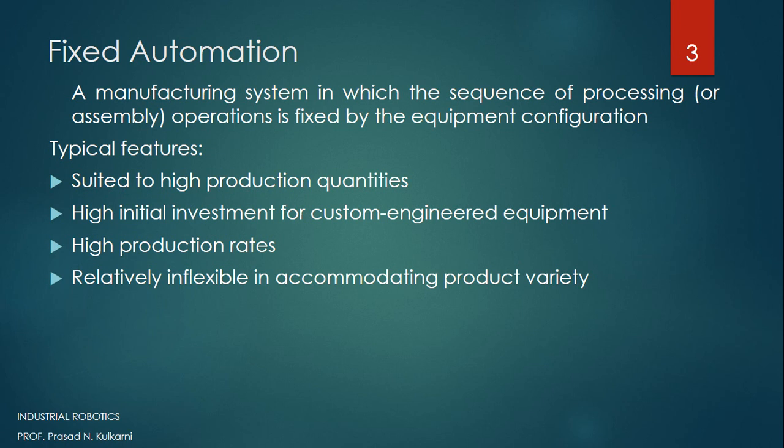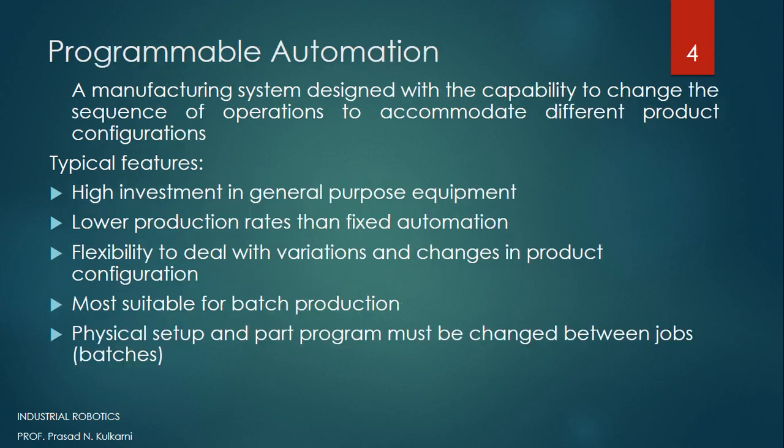Obviously if we are not changing the sequence of operation, the sequence of processing, then definitely you will get a similar kind of product all the time. There will not be any variety in the product. So now the programmable automation. What is programmable automation then? A manufacturing system designed with a capability to change the sequence of operations to accommodate different product configurations.